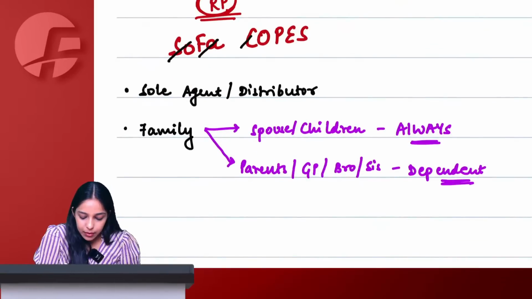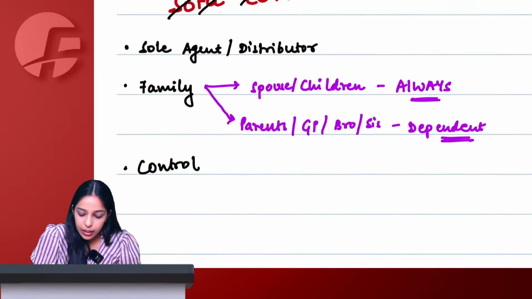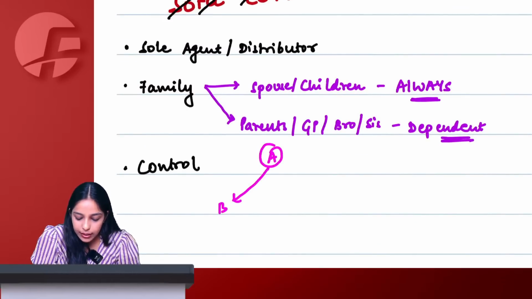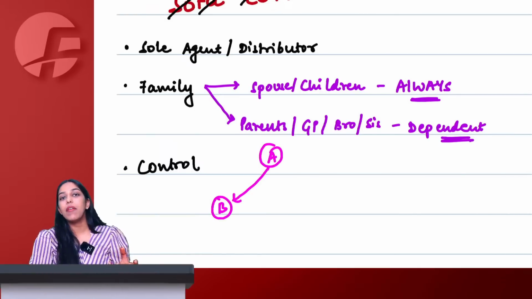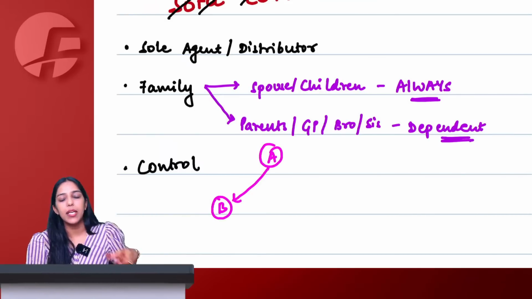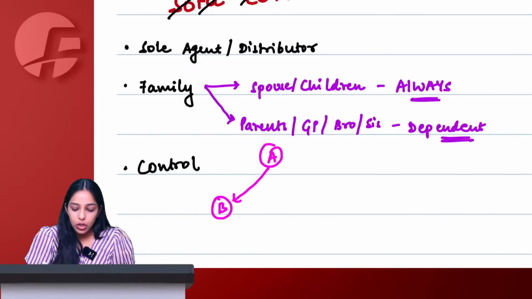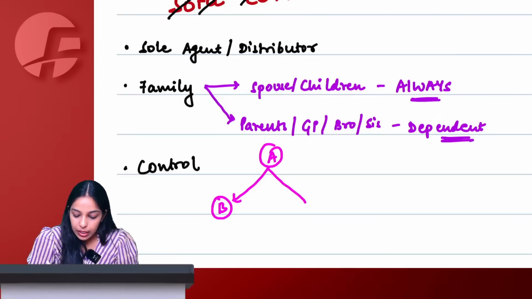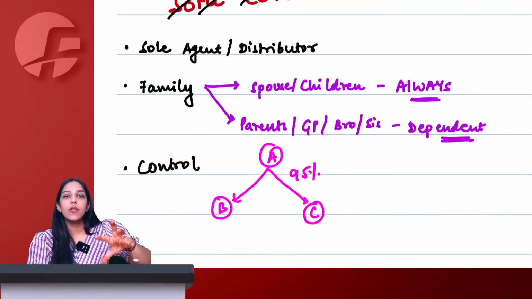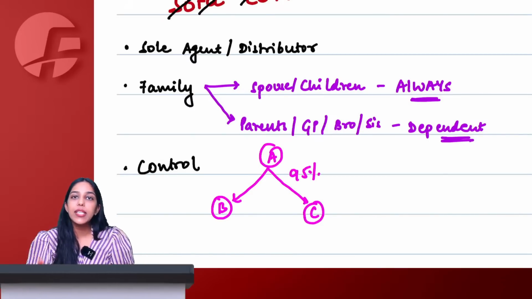Then COPS. C means if there is a relationship of control. Let us say entity A controls entity B. How? Entity A has the power to appoint all the directors in company B. There is a relationship of control, so A and B become related person. Let us say A holds 95% shares of C, which means of course the full control on C is of A, so A and C are related.